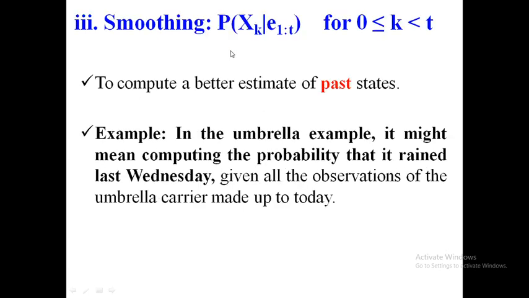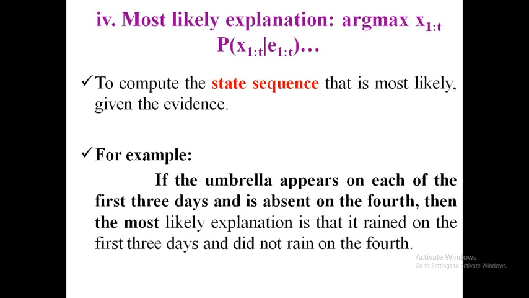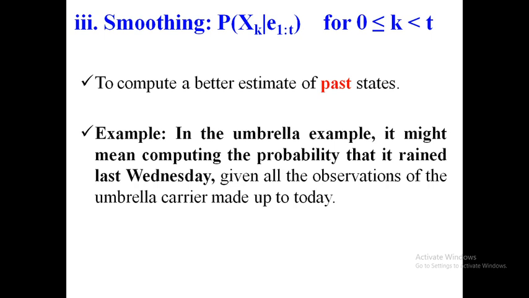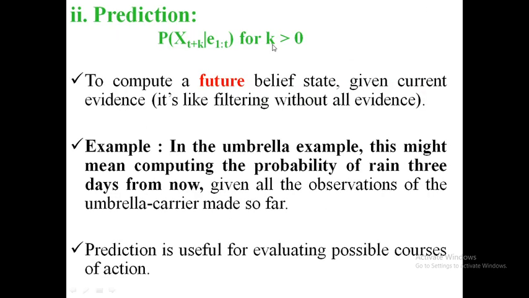Now, coming to smoothing. Smoothing is the past, not only the present day but from the present day to previous days. In the previous one, k is greater than 0. Today is t, and from tomorrow, k may be 1 day, 2 days, 3 days, 4 days. In the future, there is a possibility.